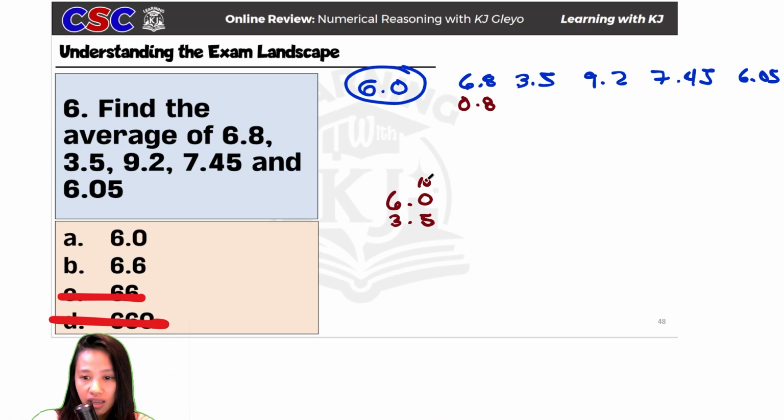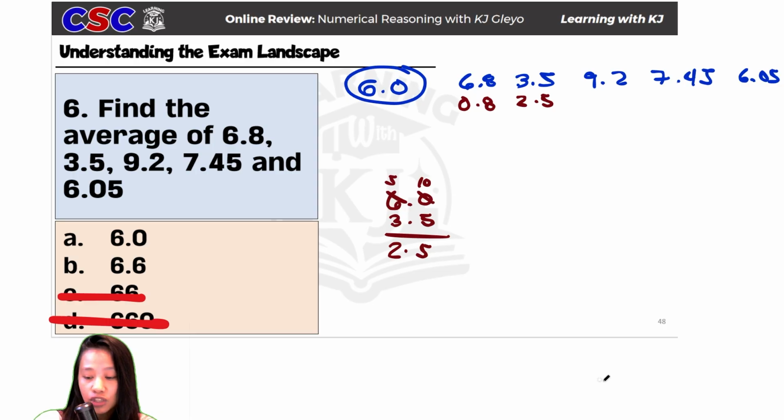This will become 10, yung 0, but it will become 5, itong, ayan, yung 6. Okay? So, we need to make sure kasi na mas malaki yung nasa taas if we're gonna have to subtract. So, 10 minus 5, mas madali lang siyang i-subtract, diba? This will become 5, and 5 minus 3 is 2, so 2.5.